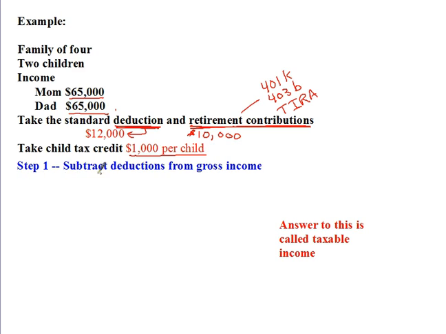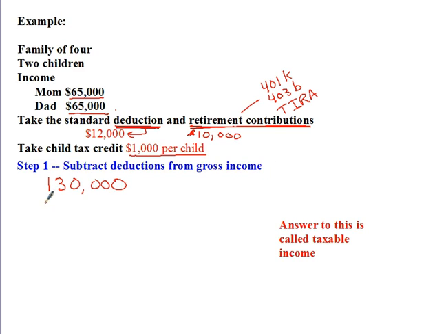Step number one was to subtract deductions from your gross income. So the first step is to calculate your gross income so you can subtract away your deductions. Dad made $65,000 a year, mom made $65,000 a year, so their total income is $130,000. We would record that right here. By the way, I would recommend doing this with me. You should write this down as I'm doing it. Step number one, $130,000 of income.